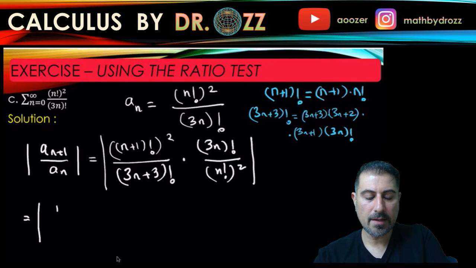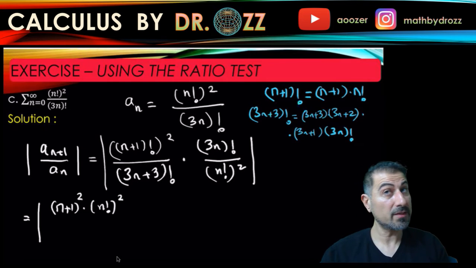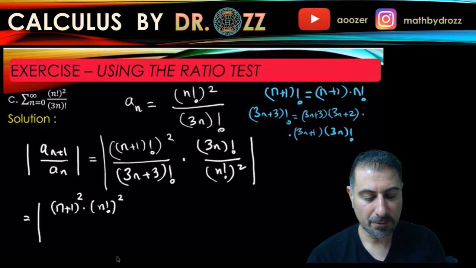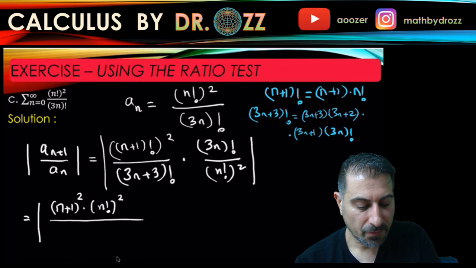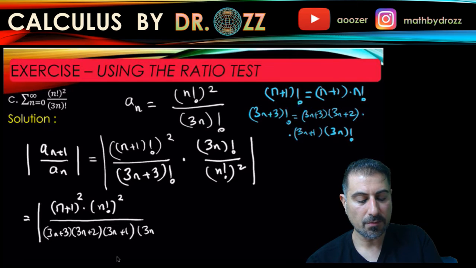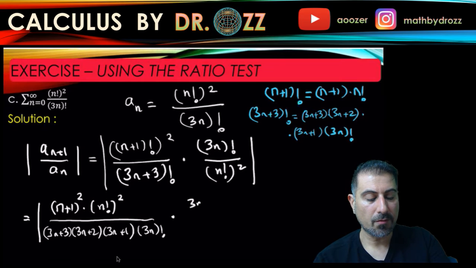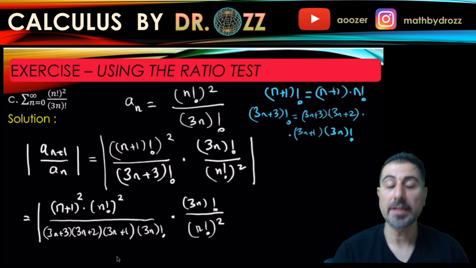So I have (n+1) times n factorial, and if you take the square of that, the square of that is just this. I'm using parentheses here just to be very careful, otherwise it's going to mess up, right? So (3n+3)(3n+2)(3n+1) times 3n as a number factorial, times 3n as a number factorial and n factorial quantity squared. Okay, what cancels out now?